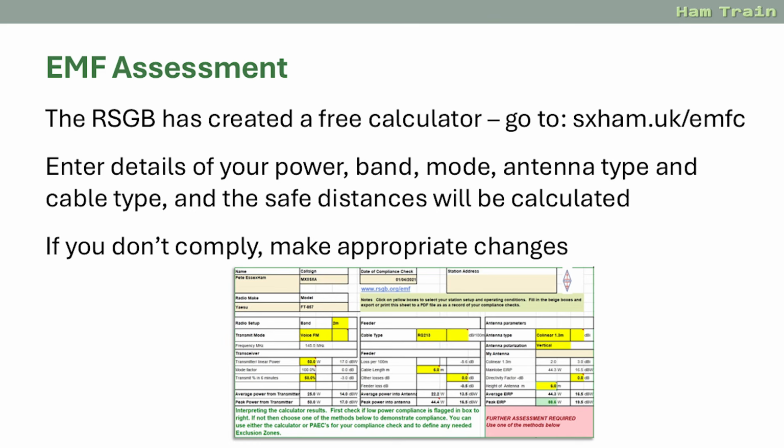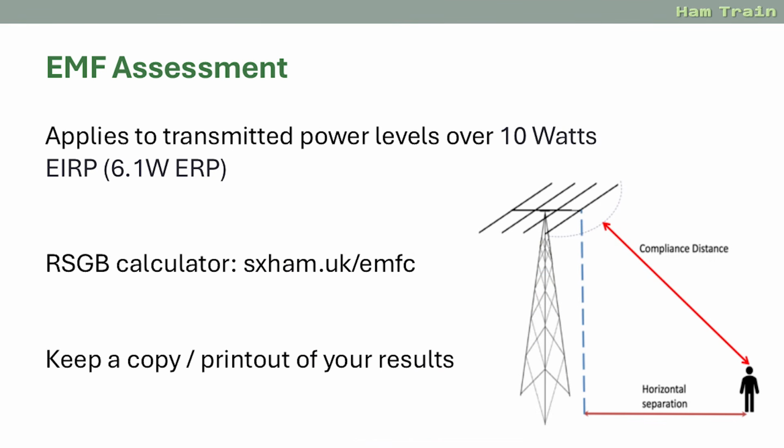If the calculator shows that you don't comply and that the public could be in range of your EMF emissions, then you may need to make some changes, such as changing the antenna height or reducing the transmit power. As a reminder, for powers over 6.1 watts ERP, that's 10 watts EIRP, you're required to make an assessment. We strongly advise you to make that assessment using the RSGB's calculator and download a copy as proof that you've completed the assessment. That's what you're required to know about EMF for your foundation exam.